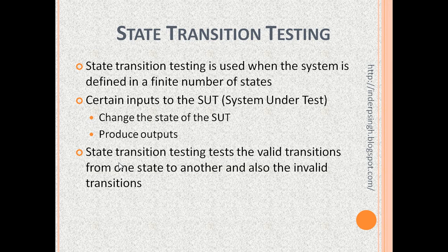So state transition testing involves testing all the valid transitions from one state to another. By valid transitions, I mean that whatever transitions are actually possible for the system to do. For example, in the lighting example that we saw, the valid transition is from off state to the on state and from the on state to the off state. In state transition testing, we can also test the invalid transitions to make sure that they do not occur.